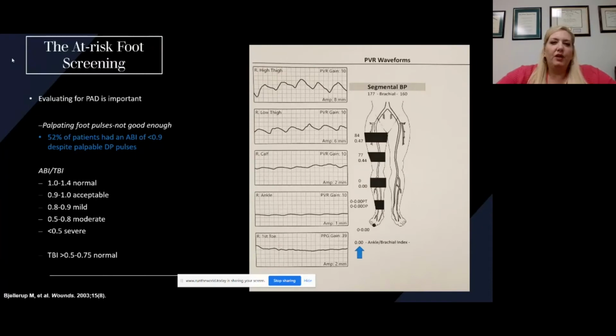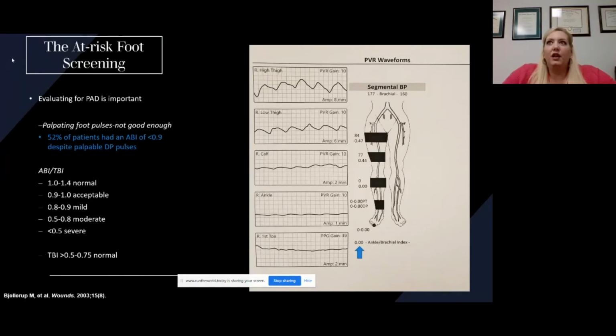Toe brachial indices I find a bit more helpful in our diabetic patients. Again, we talked about the calcification of the large vessels in the leg, and it could show us a falsely elevated ABI. Not only could it be falsely elevated to the point of 1.4 or greater, it could actually be falsely elevated when there is peripheral arterial disease. So it can make us think we have a good ABI or good blood flow.